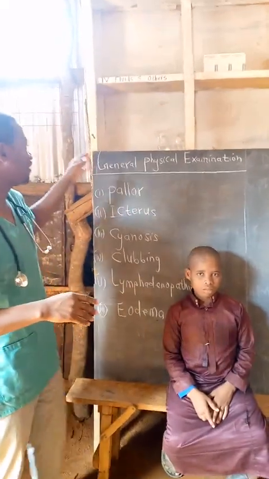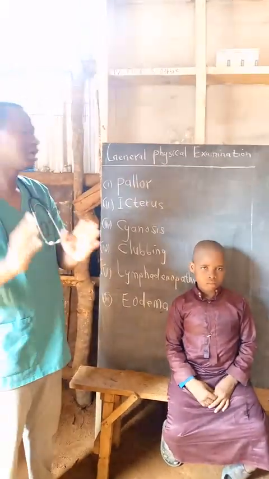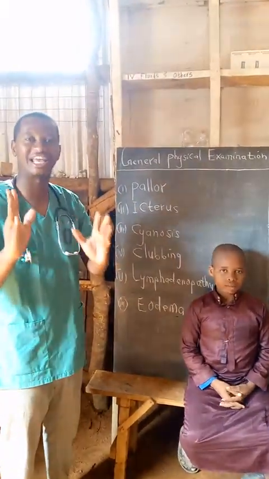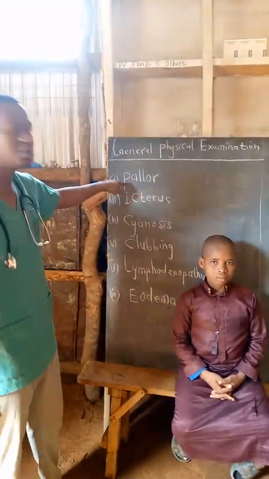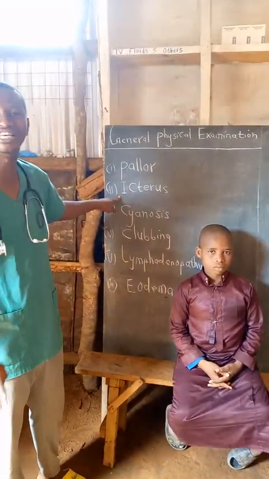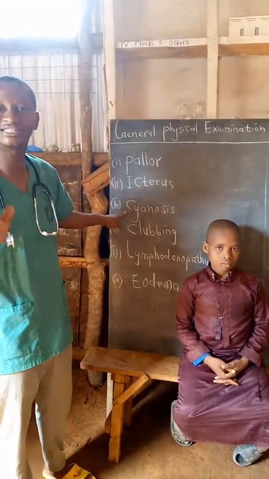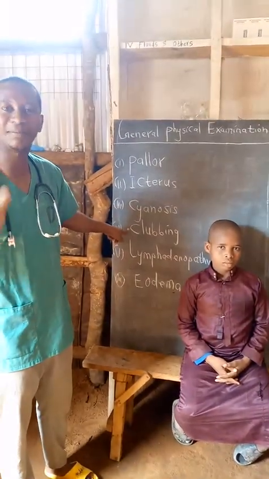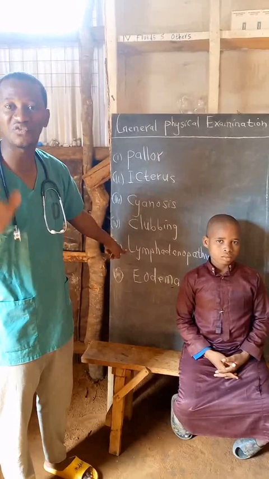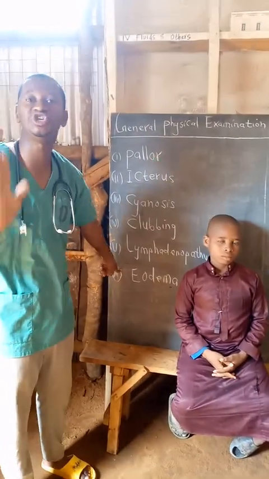Here we have 6 brilliant tips whenever you're doing a general physical examination of a patient. The first one is pallor, the second is icterus, the third is cyanosis, the fourth is clubbing, the fifth is lymphadenopathy, the sixth is edema.